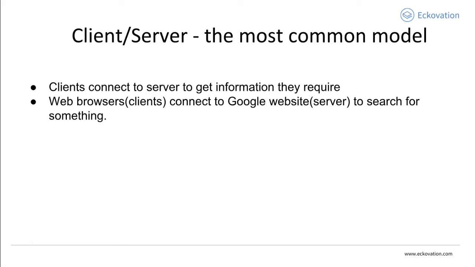So this client server model which we were just speaking about is the most common model in networking. The clients connect to the server to get the information they require. As simple as that. Another example could be the web browsers on our computers, which are clients, and we connect to the Google website, which is the server, to search for any information that we like, be it images, videos, or news, or whatever.